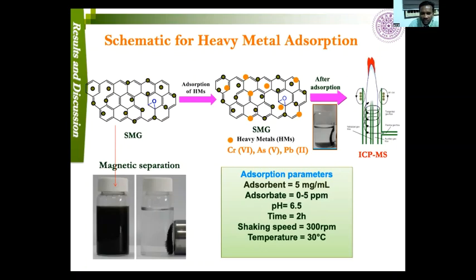Here the orange spheres represent the heavy metals like chromium, arsenic, and lead. These heavy metals get adsorbed or physisorbed on top of the smart magnetic graphene at these adsorption parameters. We have taken SMG at 5 milligram per ml, and the adsorbate, the heavy metal, from 0 to 5 ppm, and pH maintained at 6.5. The interaction time is 2 hours, the shaking speed is 300 rpm, and the temperature is 30 degrees centigrade.